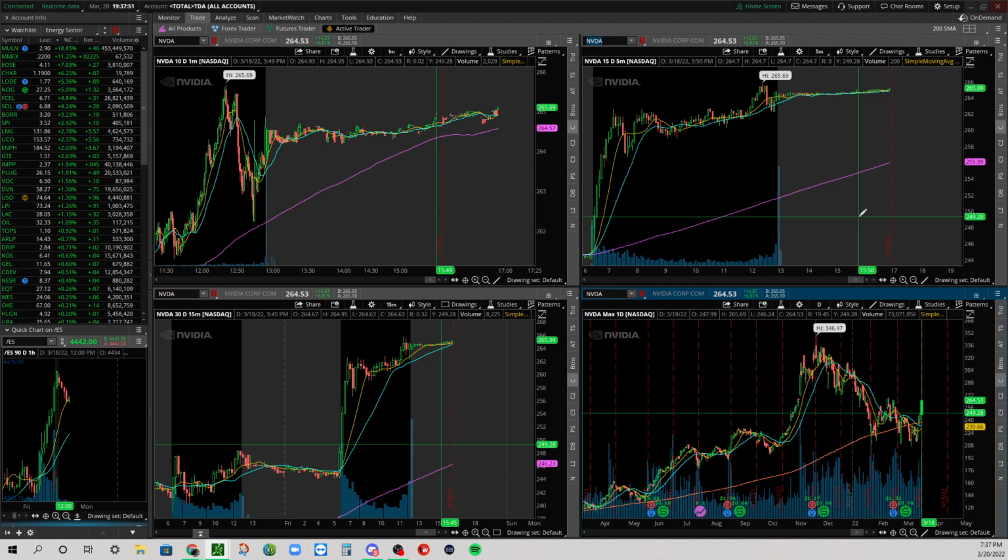Okay, awesome, awesome. Okay, NVIDIA. Again, we're back to the large caps.